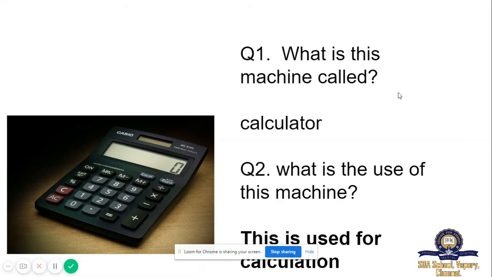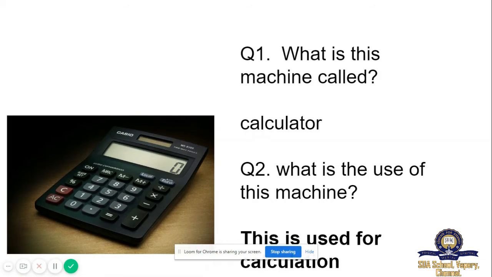Next, I have taken another example. This is a calculator. What is this machine called? Calculator. Much more of us are not using this at home. We don't have this requirement at all. But if you go to shops, like textile shops or big malls, there they will be using this calculator.